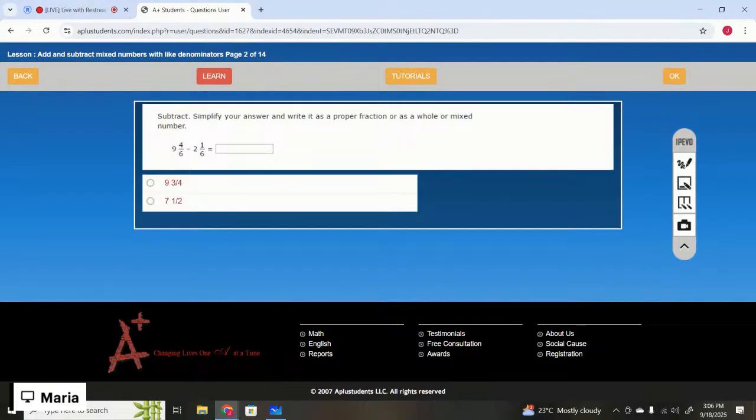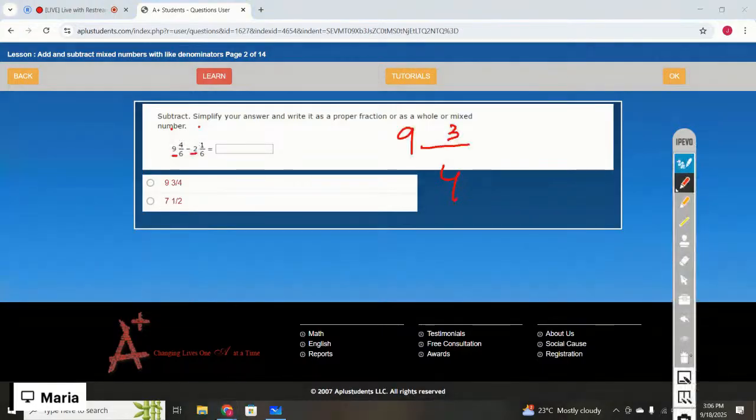Subtract 9 whole 4 by 6 minus 2 whole 1 by 6. So let's just subtract the whole numbers first. 9 take away 2 is 7. 4 take away 1 is 3. And we have 6. That is 7 whole 3 by 6. But we have a common factor. Let's just divide them by the common factor. That is 7 whole 1 over 2. Option number 2 is the correct option. That is 7 whole 1 by 2.